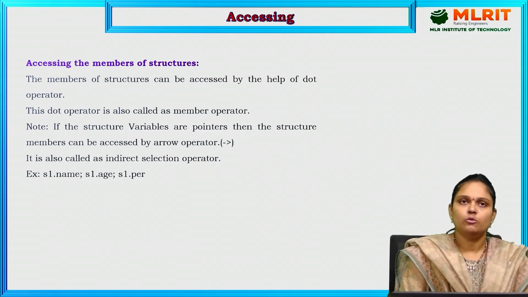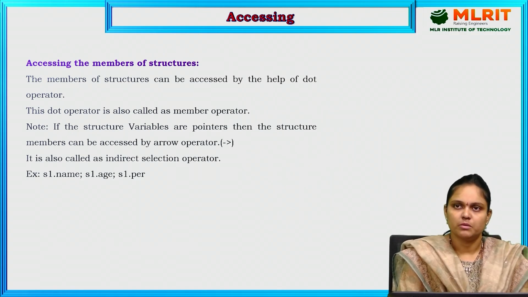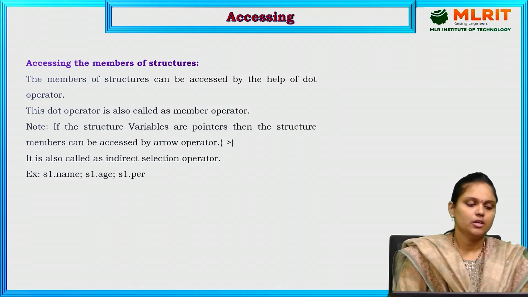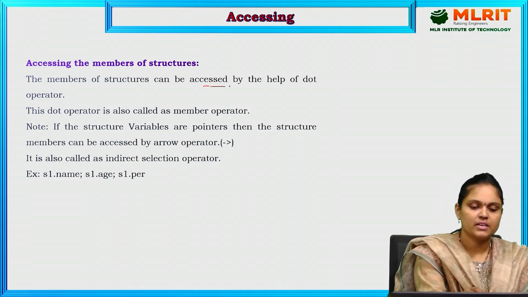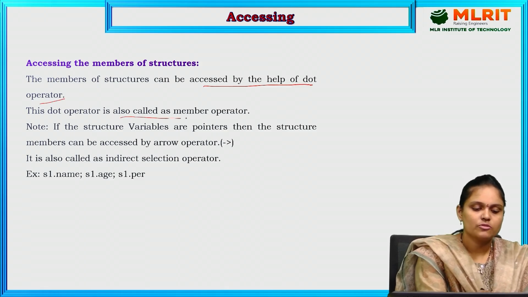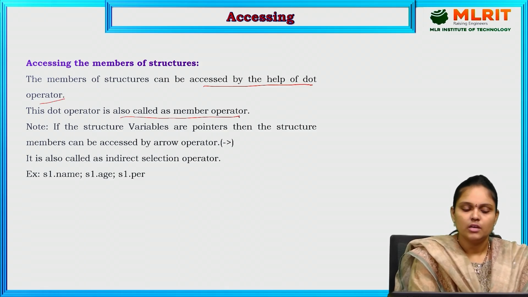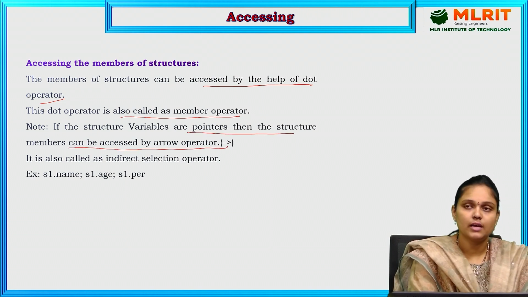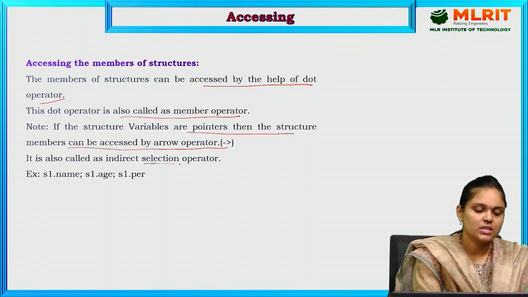And the next is how to access that particular structure's members. We access those members by using a dot operator. So the members of these structures can be accessed with the help of a dot operator. This dot operator is also called a member operator. If the structure variables are pointers, then the structure members can be accessed by using an arrow operator. It is also called the indirect selection operator.